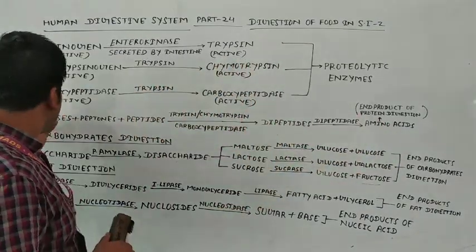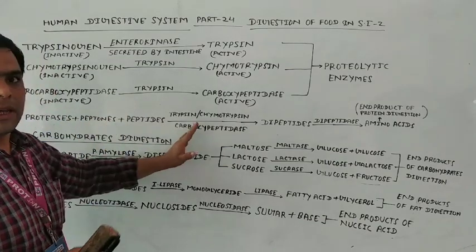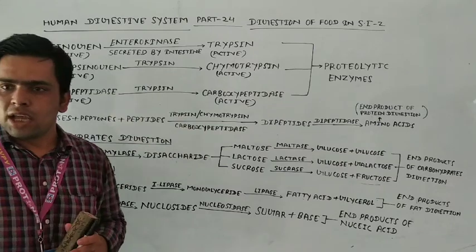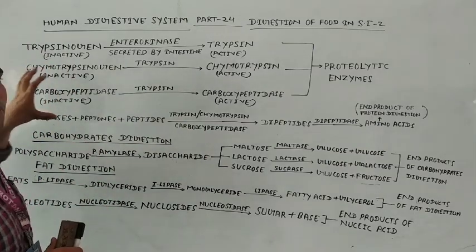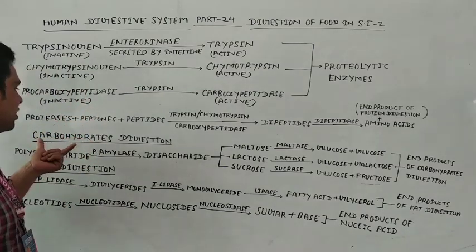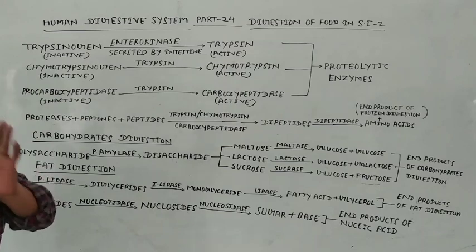So this is the protein digestion process, and I have mentioned here which enzymes act on it. I hope you have understood. So this is all about protein digestion. Let's talk about carbohydrate digestion. How do carbohydrates get digested in our small intestine?